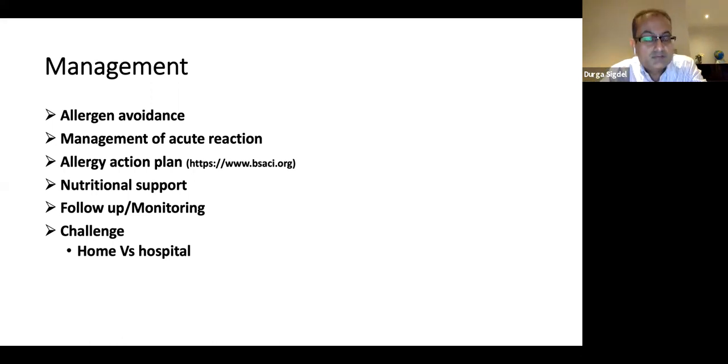So when you diagnose food allergy, I always give an allergy action plan. I'll discuss that a little bit more in my next slide. There is an allergy action plan on the BSACI website. If you just Google it, BSACI allergy action plan, you can get this plan, and it's very useful for the family to understand what their child is allergic to and what they have to do if the child has an allergic reaction. And we discussed the nutritional support, and it's very important to involve the dietitian early.